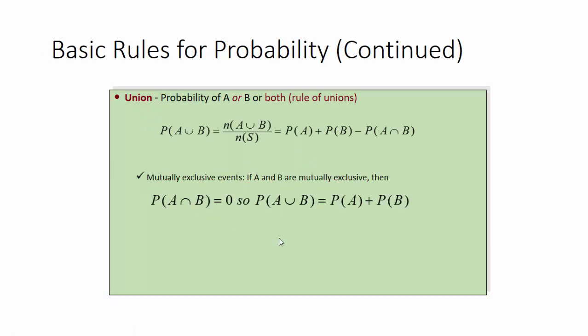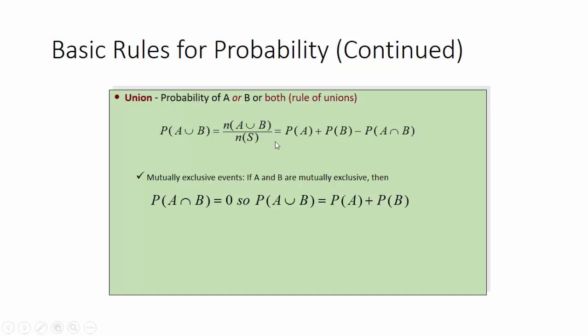Union, the probability of A or B, the rule of unions, or being present in either A or B, is the elements in A union B over the total number of elements. That's P of A plus P of B less P of A intersection B. So we deduct the elements which are present both in A and B, which are common to both of them, or else they would be added twice.